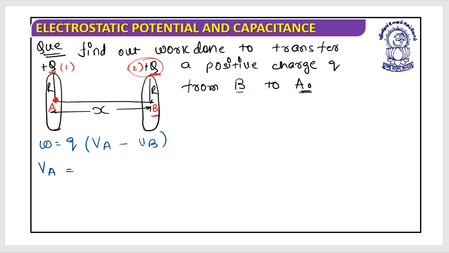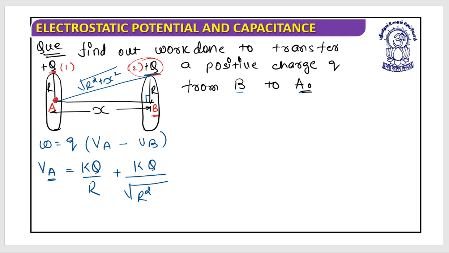So what you need to write down is VA due to this charge. What would it be? It's KQ by R, plus, now due to this charge, even though it is the same in magnitude, the positions are different. So if I find the distance between these two, this is a right angle and I can write it as the root of R square plus X square. So plus KQ divided by the root of R square plus X square. This is the potential at point A.